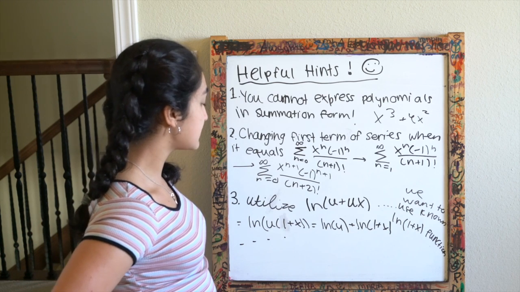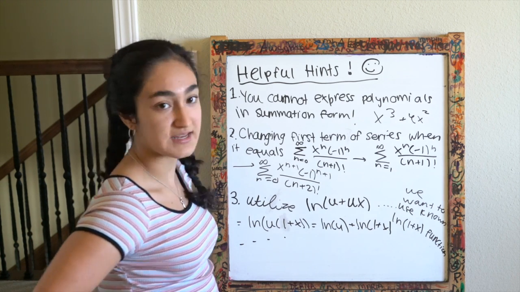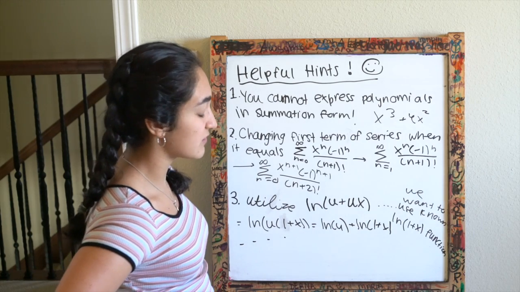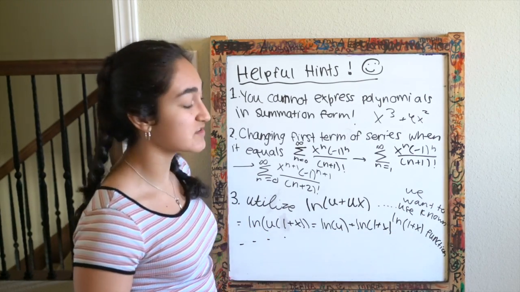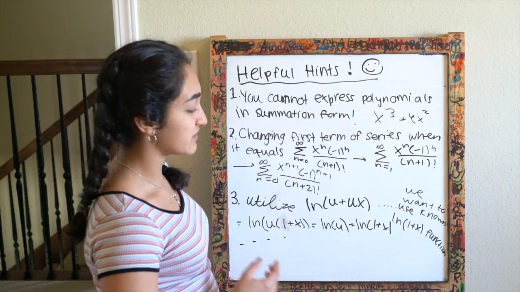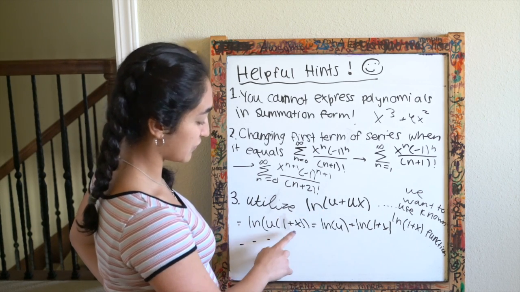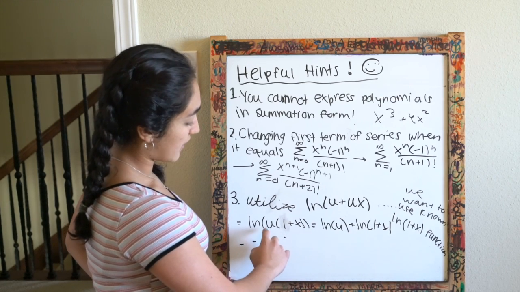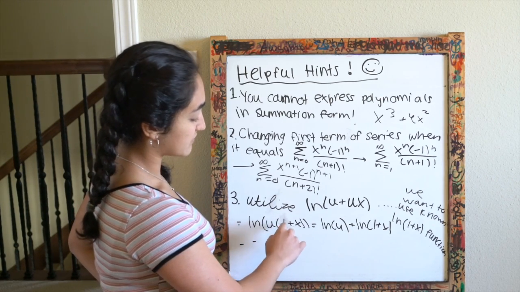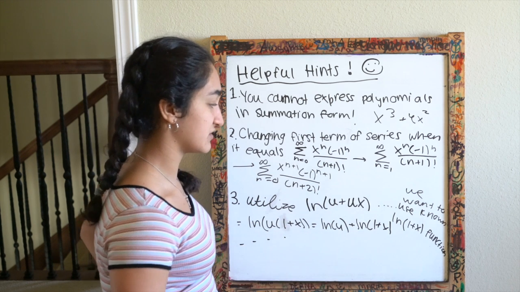And then the last tip is to utilize ln functions in order to solve power series. So we know that ln of 1 plus x can be expressed in a power series. And in order to get it as similar to that as possible, we can take a function like this and factor out a u. And based on what we know about ln, we can take the u out of the ln of u times 1 plus x and put it into a sum of two ln functions.